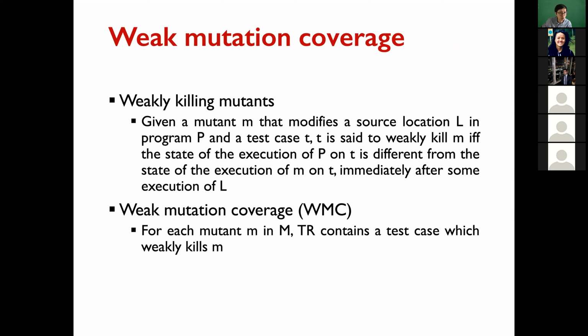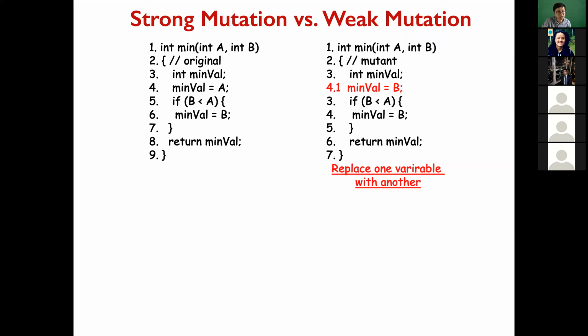Similarly, we have weak killing of mutants and weak mutation coverage. It's just that they remove the output part. Okay, so let's look at an example. That's easier maybe.